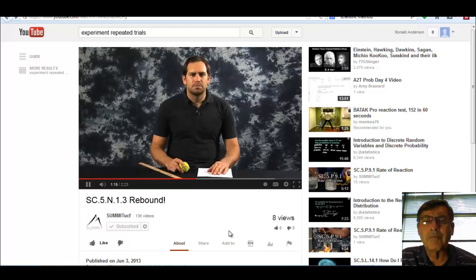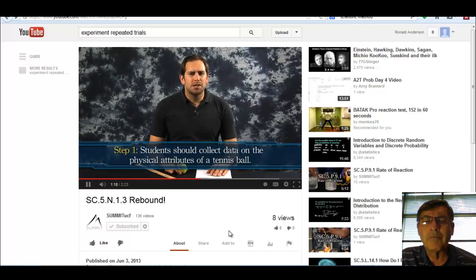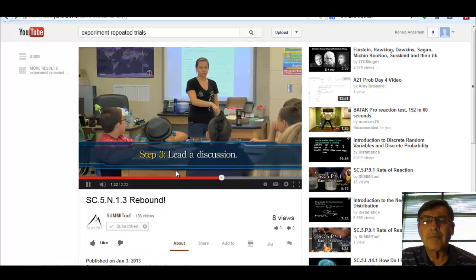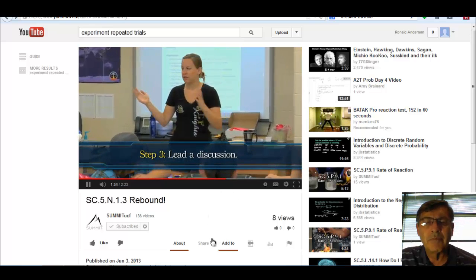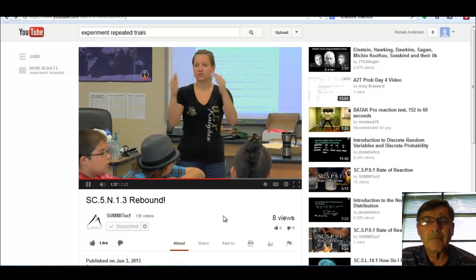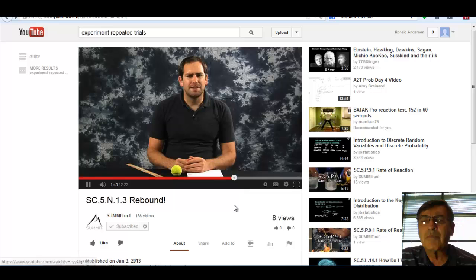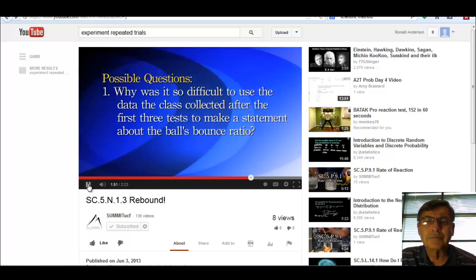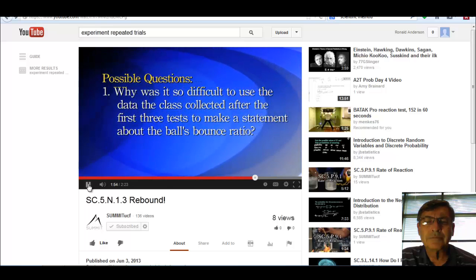Now on to the lab. First, tell your students that they will be responsible for collecting data to describe the physical attributes of a tennis ball. Break them into groups of 3 and issue them the inquiry question and materials. After 10 minutes, lead a class discussion comparing the students' graphs. Specifically, point out how groups with fewer trials got several answers, but those who did many eventually leveled out to a consistent answer. Some possible questions to ask include, why was it so difficult to use the data the class collected after the first 3 tests to make a statement about the ball's bounce ratio?